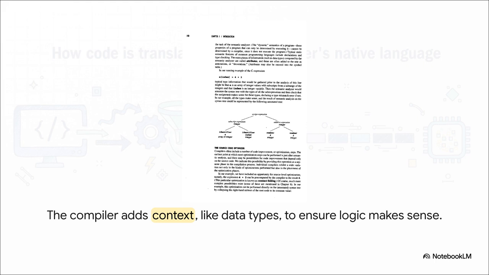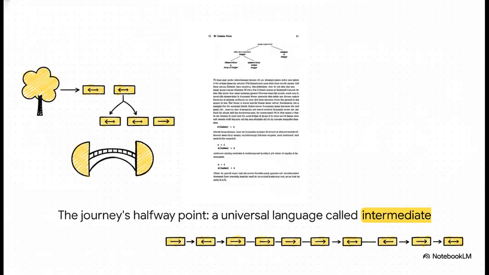So the next step is called semantic analysis. Here, the compiler starts asking questions like, okay, is A really an array? Is index a number? It adds this layer of context to make sure the logic holds up. And actually, this is where the compiler catches a whole bunch of bugs for you, long before your program even tries to run.